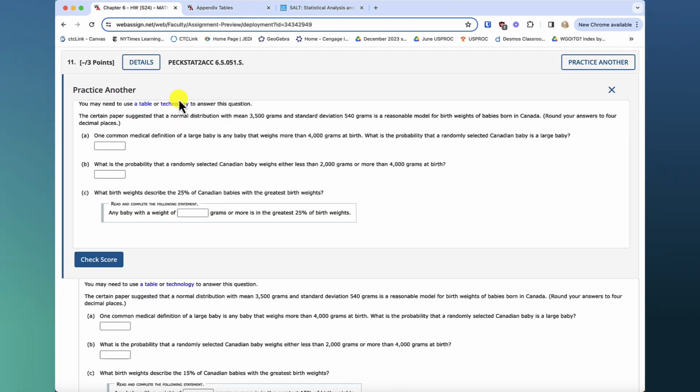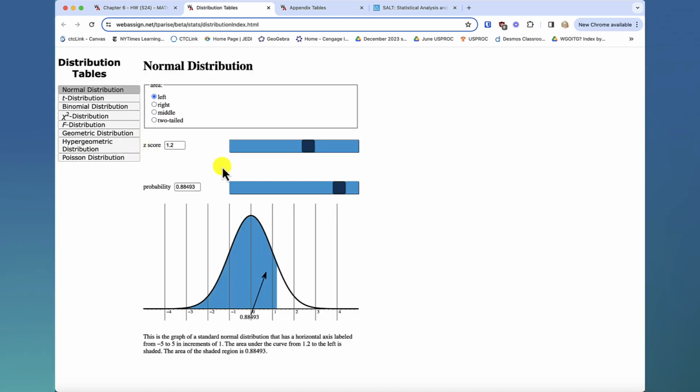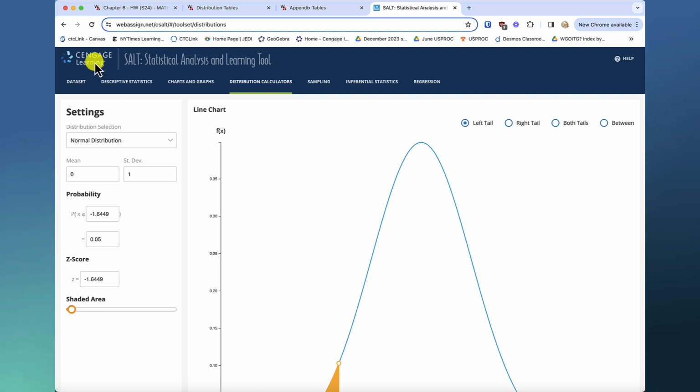You can use technology to answer these questions, but I find that this technology here is very clunky and you have to use z-scores and it's just not very friendly. But we have another option, and that is to use SALT. So if you go to SALT and then choose distribution calculator, you can choose a normal distribution. That's what we're working with. And you can set the mean and the standard deviation to be whatever you need it to be.